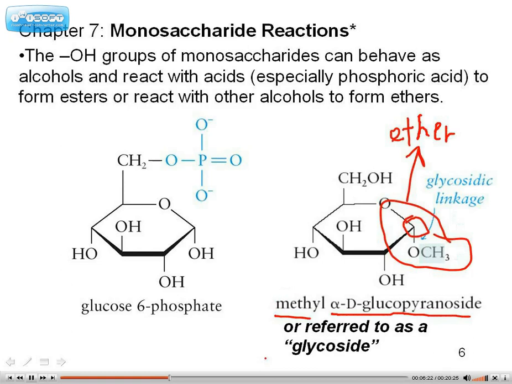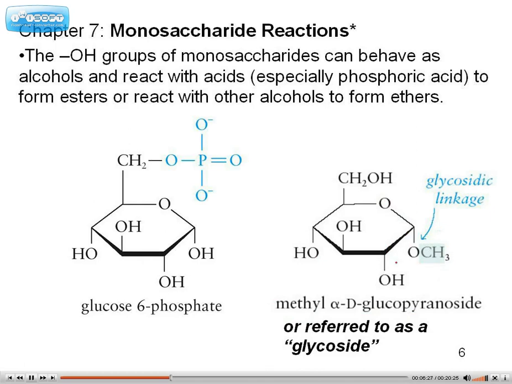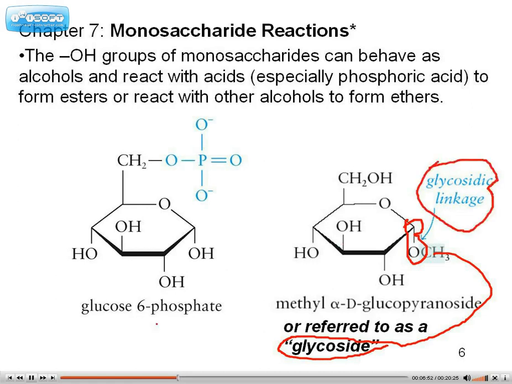Now, whenever you have any type of ether or another sugar molecule connected at the anomeric alcohol, we now call this a glycoside. A glycoside. Consequently, instead of calling this an ether, biochemists love calling this a glycosidic linkage. A glycosidic linkage. That's the fancy biochem term.